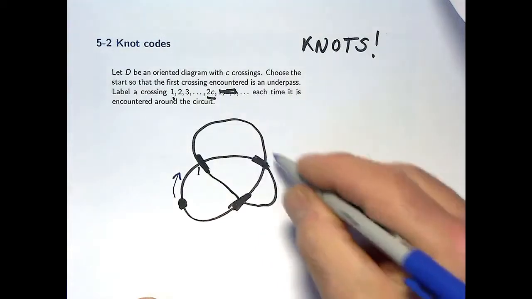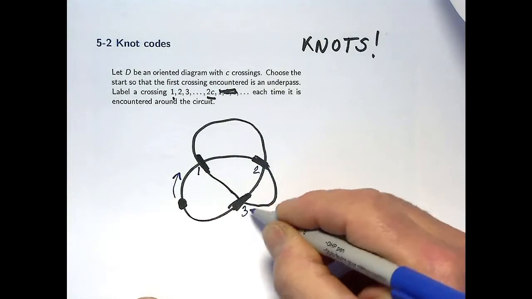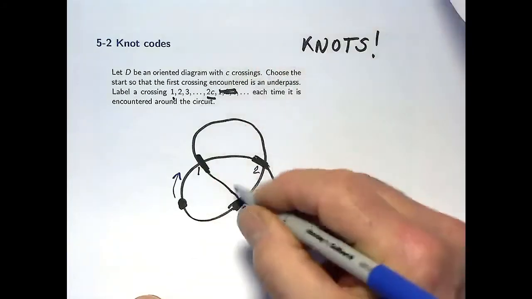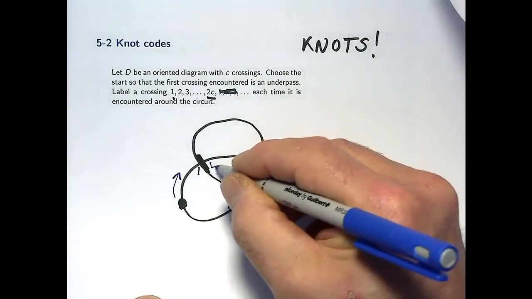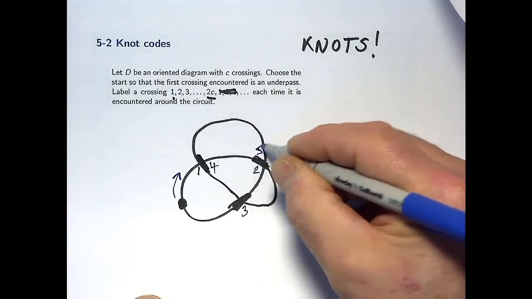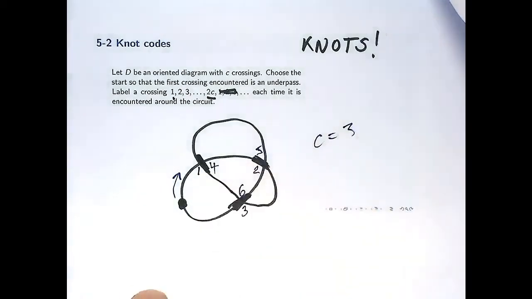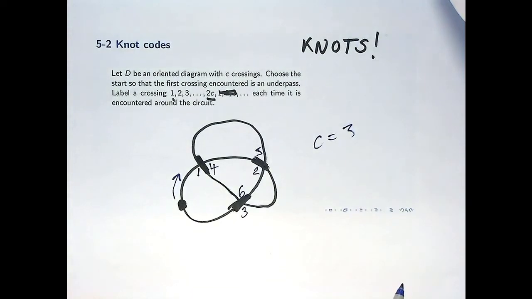And then I keep going, and the next crossing is number 2. The next one is number 3. And then I come back to the first crossing, doesn't matter, it becomes labelled again, number 4. Then I come around to number 5. And I go number 6, and here C is 3, so I've finished. I go back to number 1. So I've labelled each crossing with 2 positive integers.